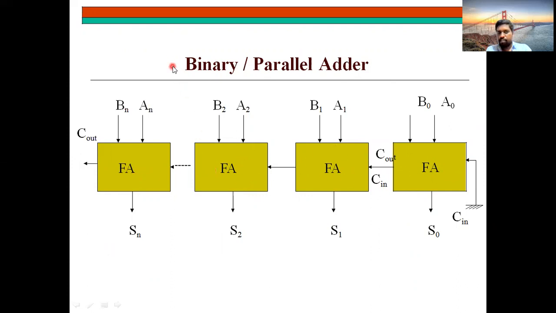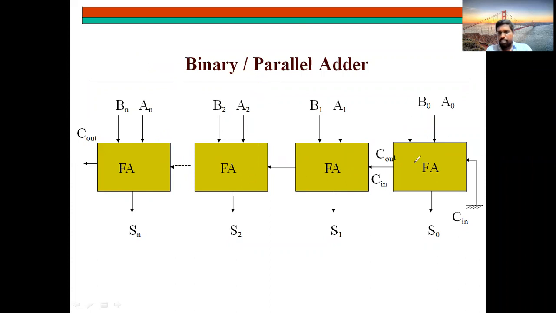Suppose they ask you to write a 4-bit, or a 3-bit or 2-bit binary adder. If they ask for a 4-bit parallel adder, that means you should take 4 full adders: 1, 2, 3, 4. If they ask for a 3-bit parallel adder, you should take 3 full adders. A 2-bit parallel adder means 2 full adders. A 7-bit parallel adder means 7 full adders. The diagram will represent the number of bits.